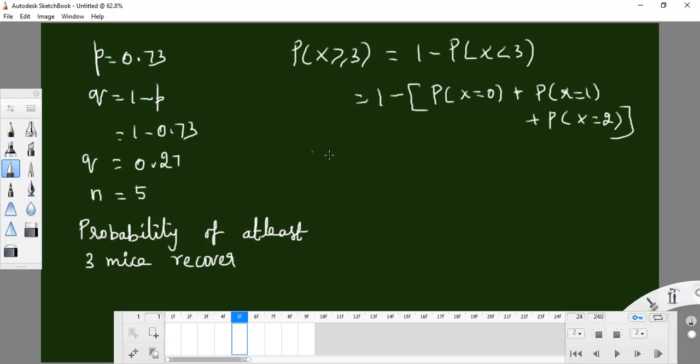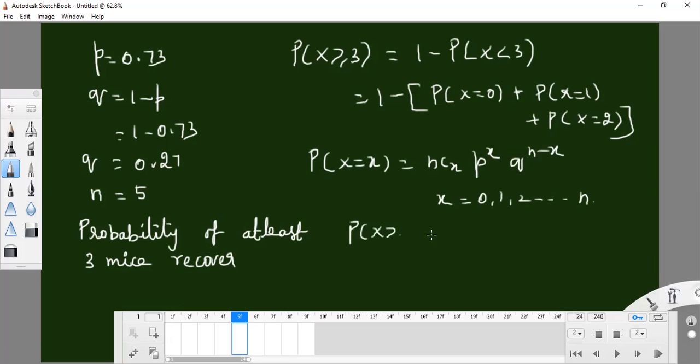So what is the binomial distribution formula? P(x) = nCx p^x q^(n−x), where x can take the values 0, 1 up to n. So P(x ≥ 3) means 1 minus 5C0 (0.73)^0 times q to the power... So I did it on the next page.